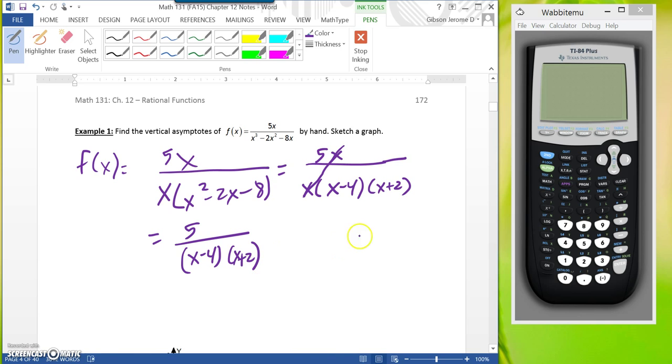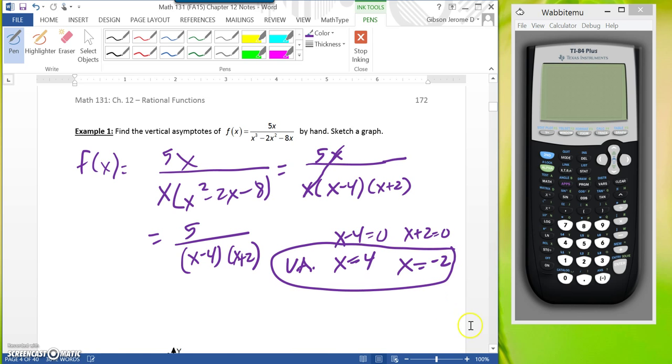Now we will set both of these equal to 0, and then we will have x is 4, and then x is negative 2. Now these are vertical asymptotes, so you can abbreviate it by putting VA. Vertical asymptotes are x equals 4, x equals negative 2.